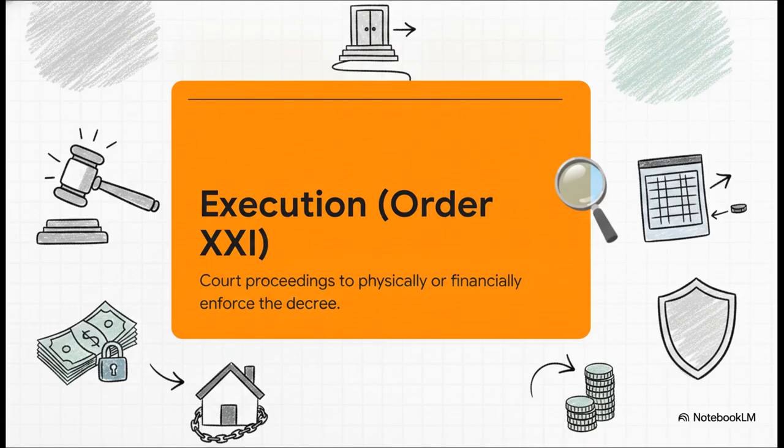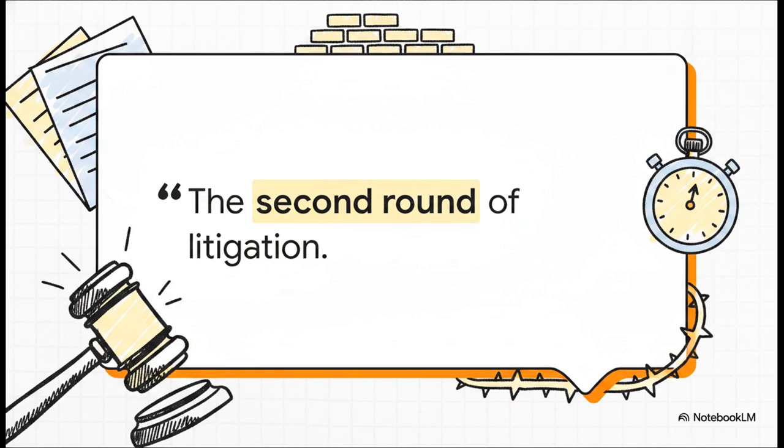If the losing party stubbornly refuses to comply with the decree, the winner, now called the decree holder, has to initiate execution proceedings under Order 21. This is where you formally ask the court to use its state machinery to force compliance. The court can do this by attaching and auctioning off the losing party's property, garnishing their bank accounts, or even sending the police to forcibly hand over physical possession of a disputed piece of real estate. You'll often hear experienced lawyers call the execution stage the second round of litigation. It's a sobering nickname, but a highly accurate one.